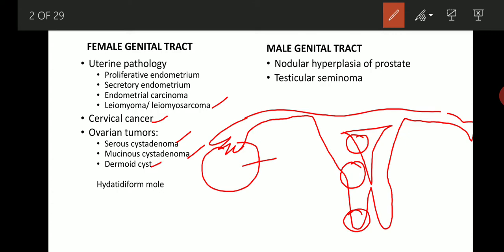In addition, I shall be talking about the Hydatidiform mole which occurs frequently within the endometrial cavity. We shall also discuss nodular hyperplasia of prostate and testicular seminoma as an example of testicular tumor.